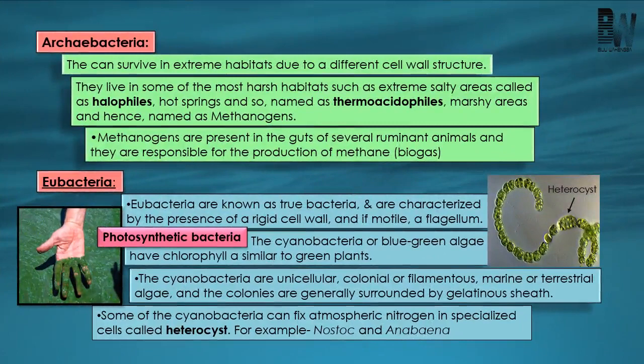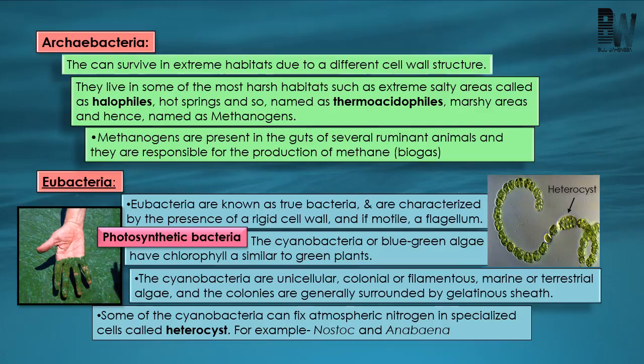Now come to archibacteria. Those bacteria which are found in extreme environmental habitats are known as archibacteria. And as these archibacteria are found in extreme environmental conditions or habitats, they are considered to be the most primitive organisms or the most primitive type of bacteria. And the structure of the cell wall present in archibacteria is totally different from other bacteria also, okay? And this structure of the cell wall enables them to survive in extreme environmental conditions.